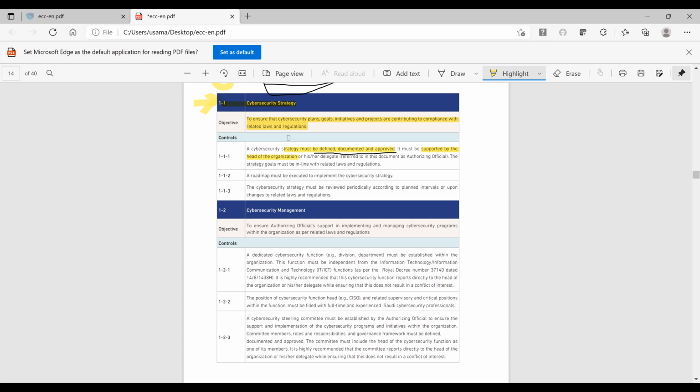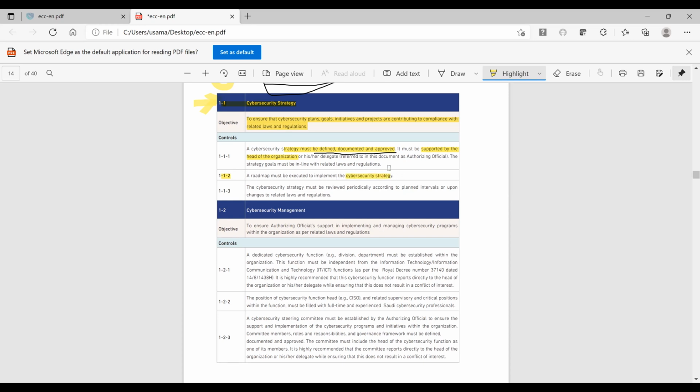And at this point, it's not a brand new topic for us, because if you have experience with ISO, you will find that ISO requires this information. In ISO, in clause 5.1, you must have a policy, and number 2, management support. And these are mentioned in control 1-1-1. Okay. The second control: the roadmap must be executed to implement the cybersecurity strategy.